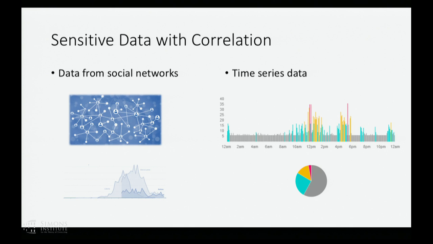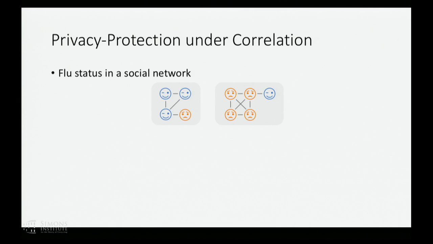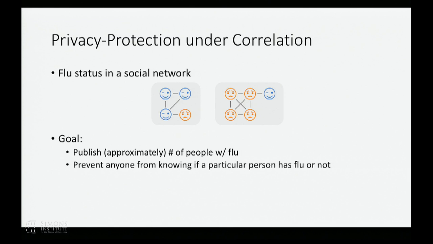And let's see why. So let's look at a small example. So here, suppose we have some social network and the flu status of each person in it. And suppose now we want to publish approximately the number of people with flu, and at the same time, we don't want any adversary to know whether a particular person is ill or not.